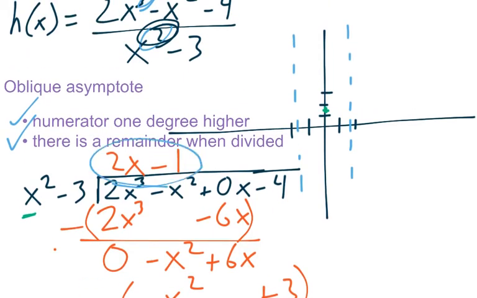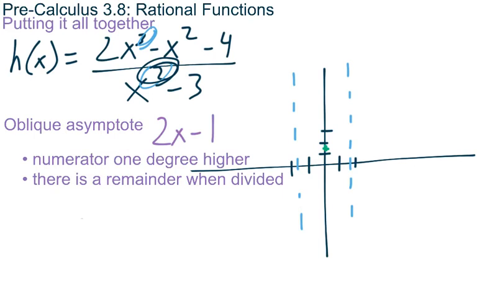This right here, 2x minus 1, is our oblique asymptote. 2x minus 1, that is a linear function, and it is our oblique asymptote. So I hope you remember how to graph a line. 2x minus 1 is our oblique asymptote. That means that negative 1 is the y-intercept of this asymptote, and it's got a slope of 2, so it's going to go like this.